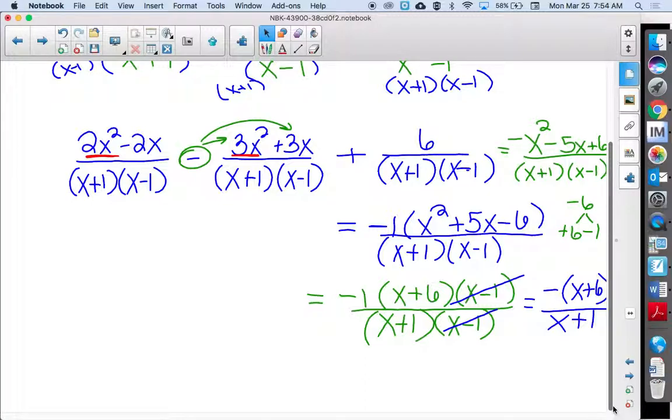Again, it doesn't happen all the time. Every once in a while, the numerator can break down and then cancel with the denominator. But it's something to check. So make sure you're looking at your numerator. Is it factorable? Can it be broken down further? Questions?